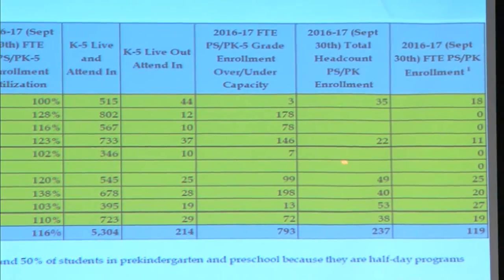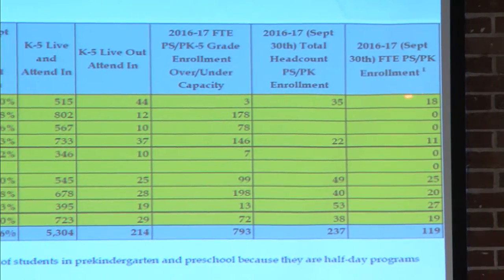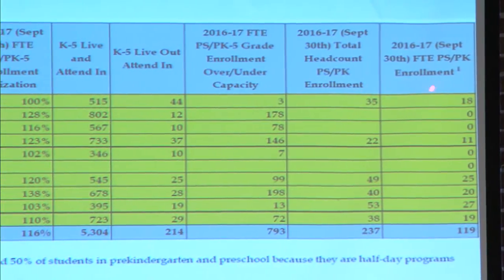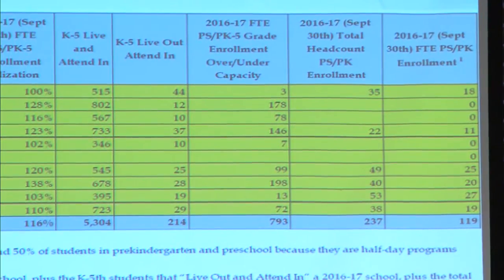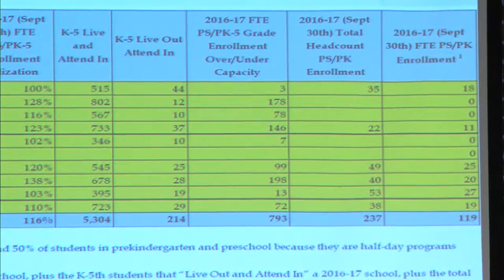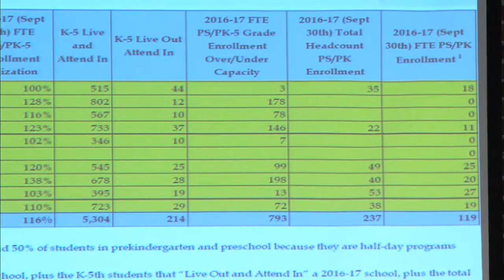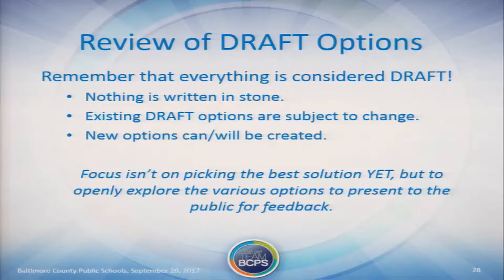And then the total headcount for pre-K enrollment, and then the FTE pre-K enrollment. As you can see, it's half of the headcount. So we add this FTE back into the totals as well when you start looking at option estimates that we factor in. And again, the Victory Villa process, the impacts on Vincent Farm have been incorporated into this for a starting point. You'll get more comfortable with looking at these as we start looking at more options and going through the process.